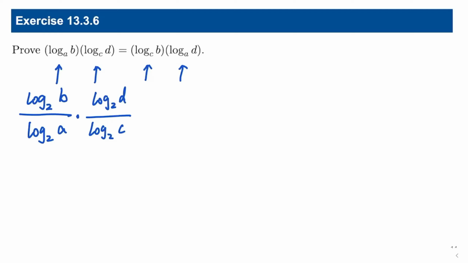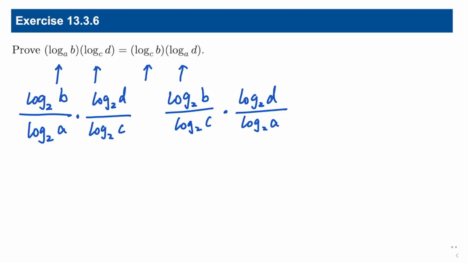Now the right-hand side, we have log base 2 of b over log base 2 of c times log base 2 of d over log base 2 of a. Then look at both sides. The numerators both have this factor and this factor. The denominators both have this factor and also this factor. So these two quantities are the same. This is how we prove the identity. This is the end of the video.